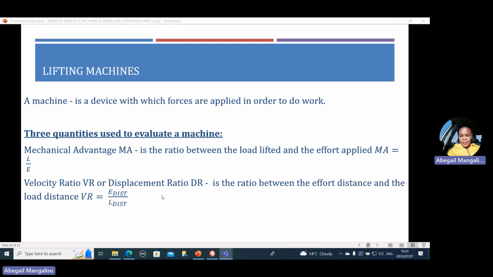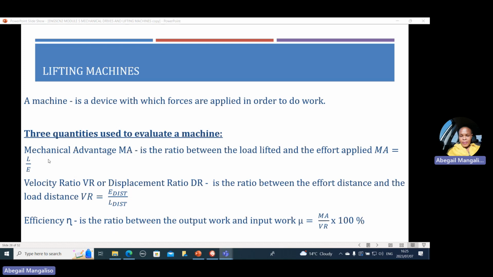The last quantity that is used to evaluate performance of any machine is called the efficiency. Efficiency is also a ratio between the output work over the input work. Now we have a force called the load and a distance called the load distance. So force and distance give you work done. We also have a force called effort and a distance called an effort distance. So when you multiply the two, they give you work done because it's force times distance.